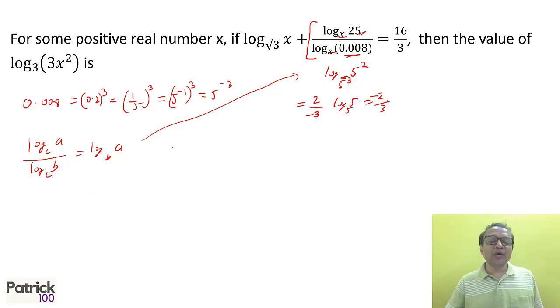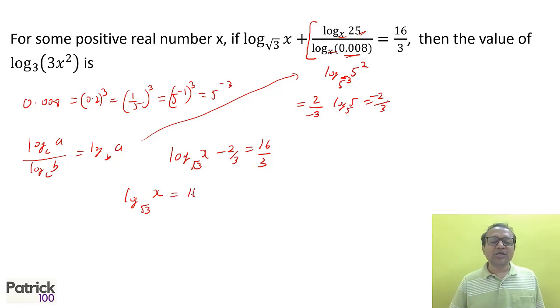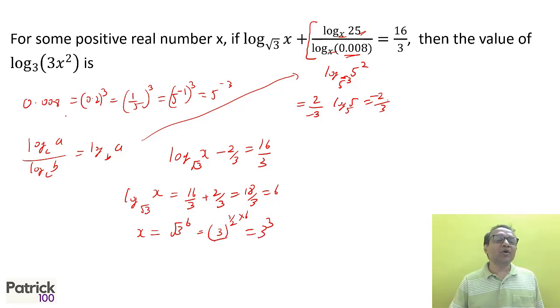Solving this now, substituting out here, you get log x to the base root 3 minus 2 upon 3 is equal to 16 upon 3. Log x to the base root 3 is equal to 16 upon 3 plus 2 upon 3, which is 18 upon 3, which is 6. So x becomes root 3 power 6. Root 3 is 3 raised to half, power 6, or 3 cube. I'm making it 3 because we require the base 3 out here, therefore I'm making it in the power of 3.